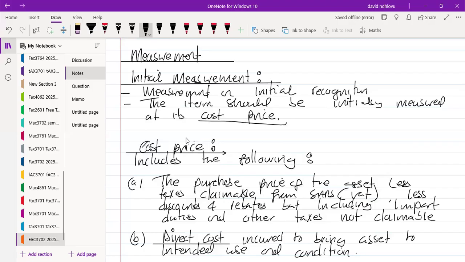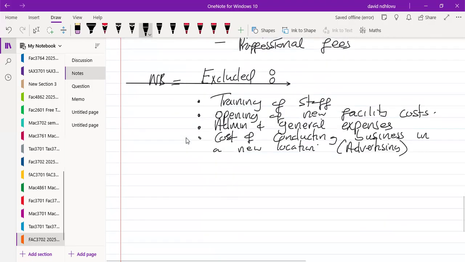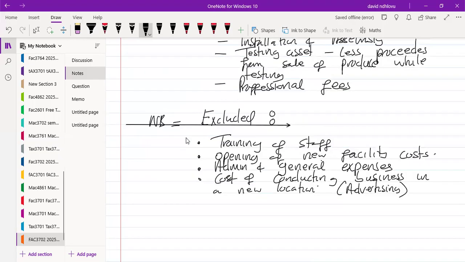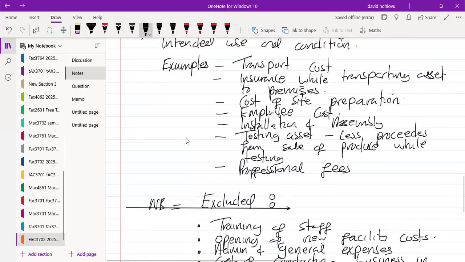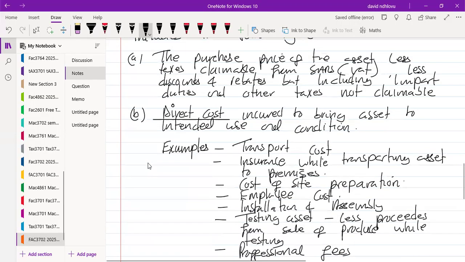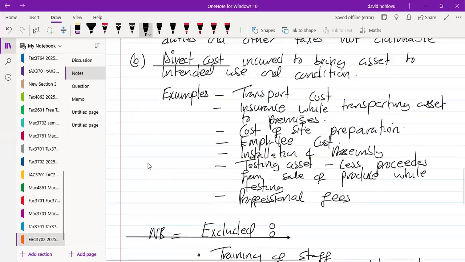You should add them, and we've also highlighted the costs that must never be added. You need to be very clear about this. Remember, property, plant, and equipment is very important, and it will be there in the exam. One of the things you will probably come across is the calculation of the cost price.